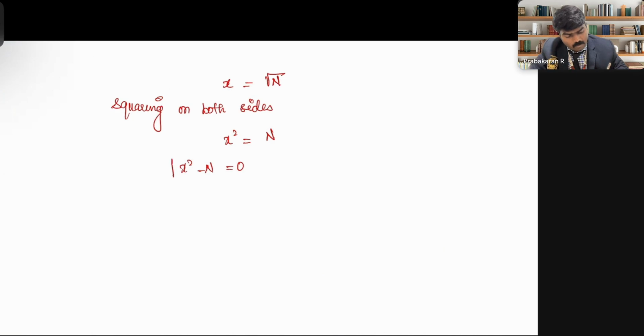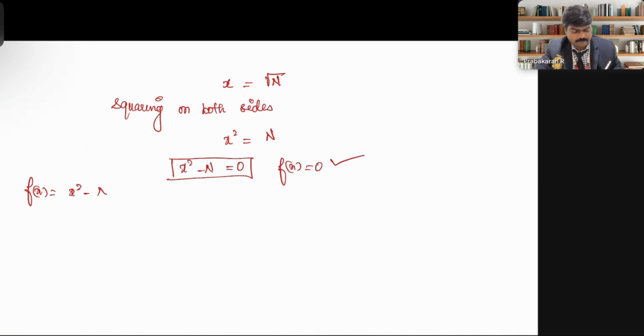So we can bring it into the formal form, f of x equals 0, so that we can go for solving the equation, that is, finding out the zeros of the equation. If we consider this as f of x equal to x square minus n, then we can go for f dash of x. So the derivative of x square is 2x. Since n is an integer, it is a constant, and the derivative of a constant is 0. So simply f dash of x equal to 2x.